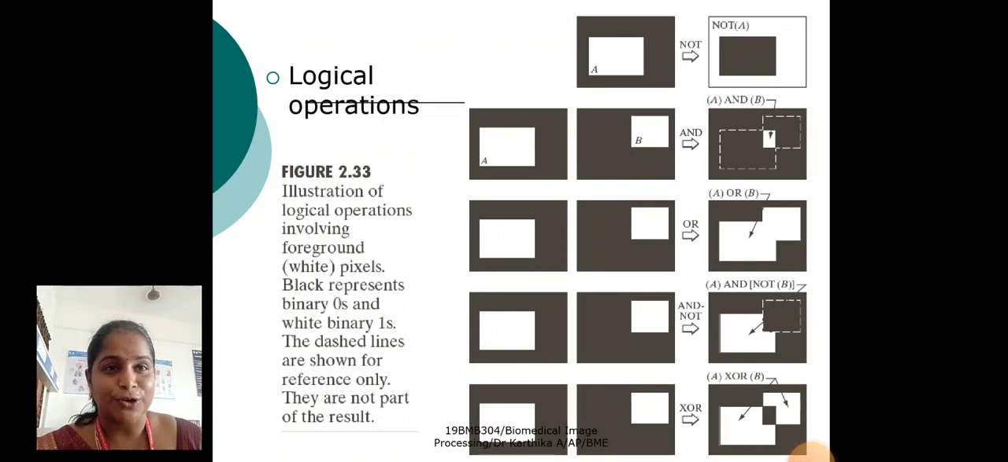Also we have logical operations. This diagram illustrates the logical operations. It involves foreground, that is white pixels. Black represents binary zeros and white binary ones. Here the dashed lines are shown for reference only. They are not part of the result. Here we just differentiate using dashed lines.